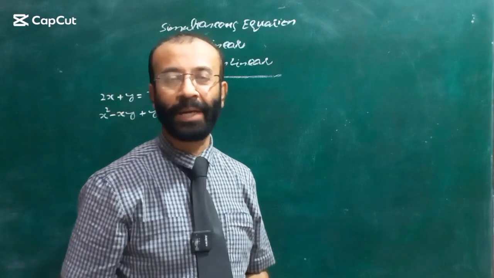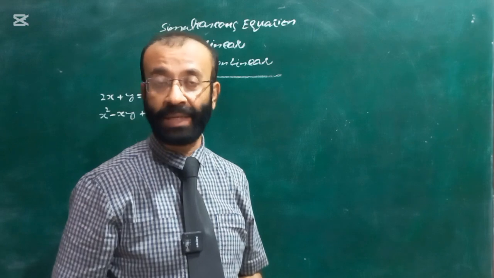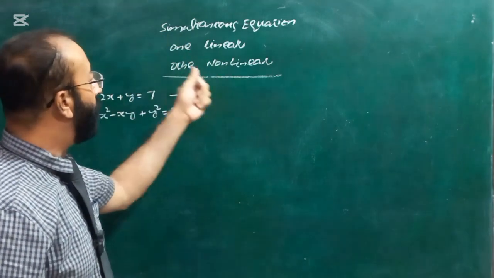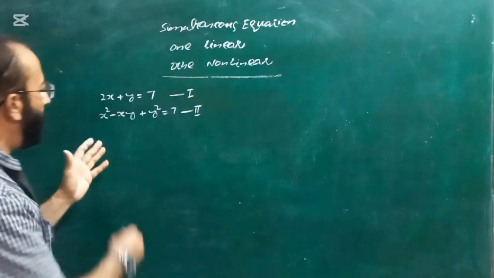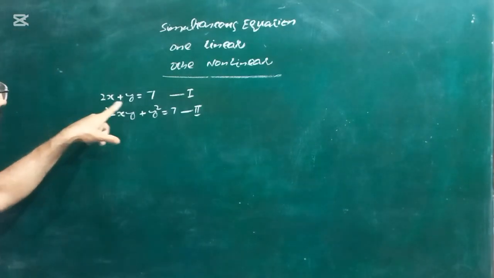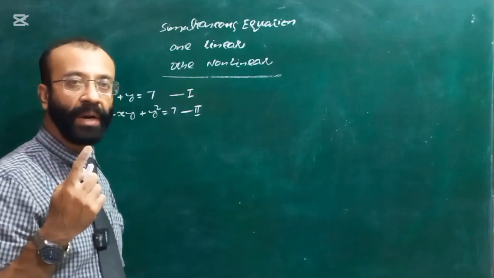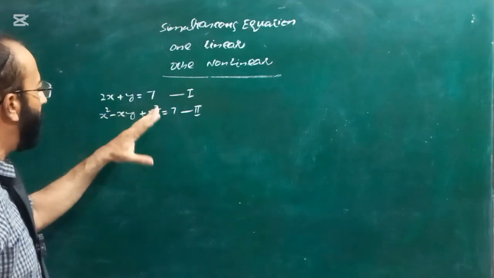Good morning, students. Our today's topic in the subject of Pure Mathematics 1 is simultaneous equations involving one linear and one non-linear equation. So here is a question. If you look at the first equation, that is linear. Linear stands for maximum power 1. So in this equation, you can see the maximum power of x and y is 1.